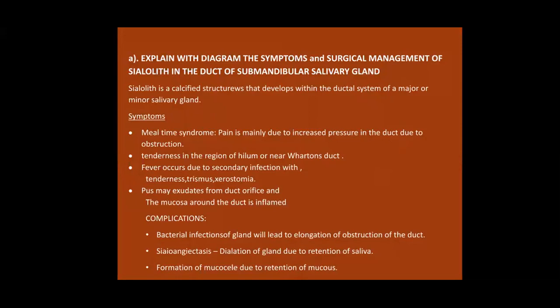Tenderness in the region of the hilum or near Wharton's duct. Fever occurs due to secondary infection. There may be tenderness, trismus, or xerostomia. Pus may exude from the duct orifice and the mucosa around the duct is inflamed. Complications are bacterial infections of the gland, which will lead to obstruction of the duct, sialectasis, that is dilation of the gland due to retention of saliva, and formation of mucocele due to retention of mucus.